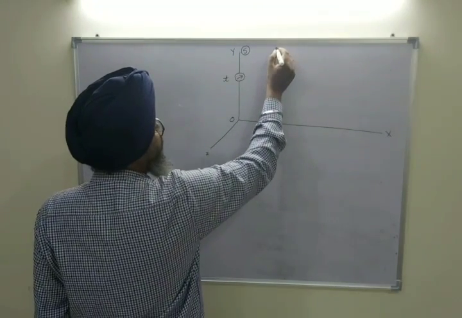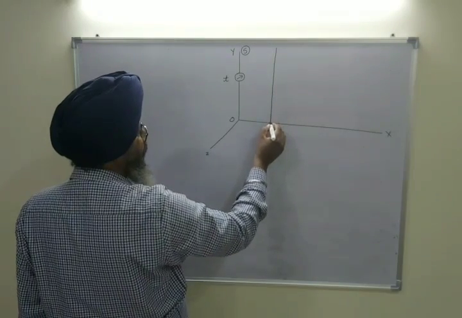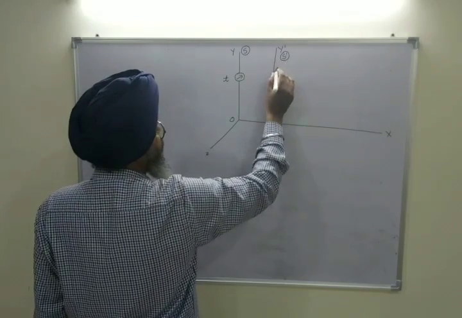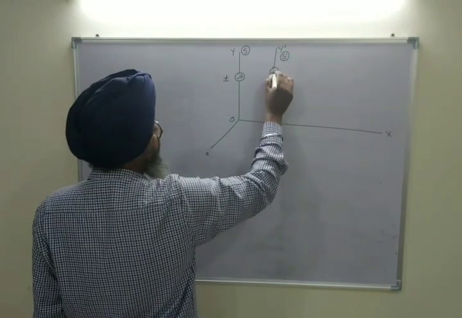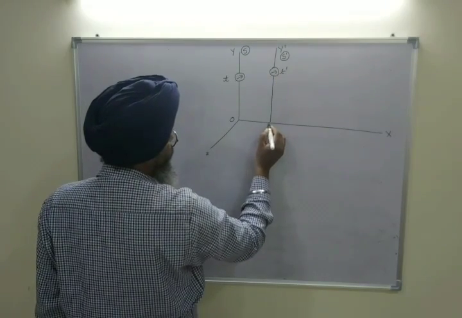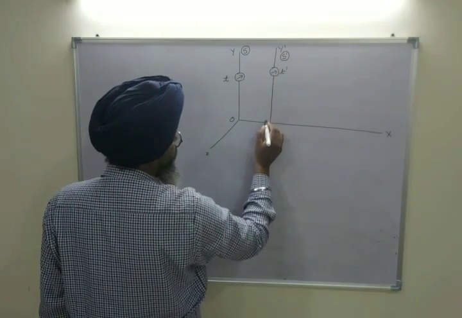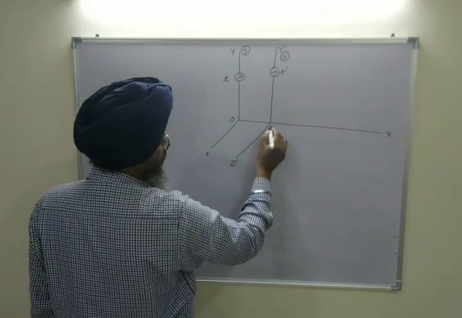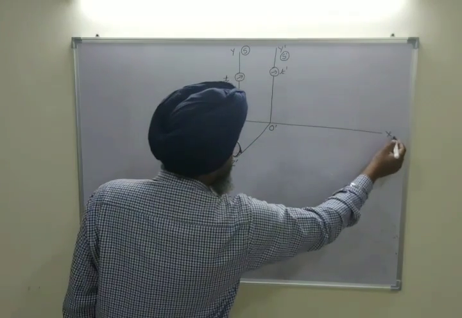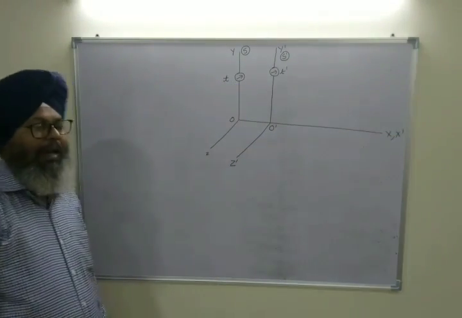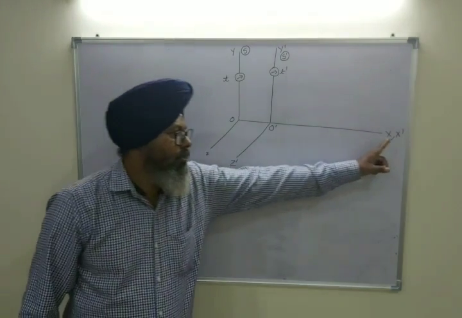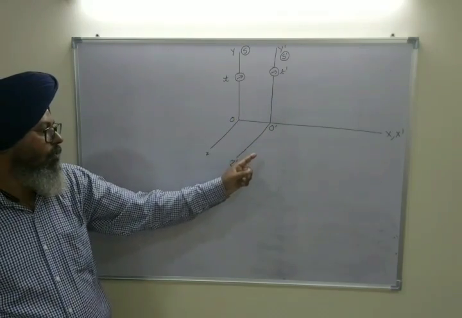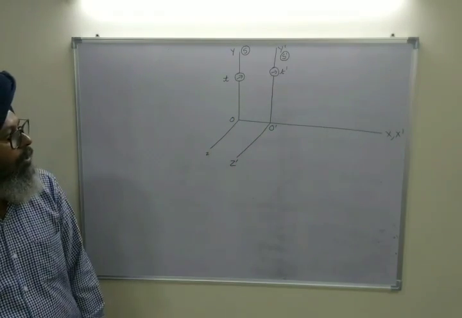Let us say there is another frame of reference whose y-axis is represented by y dash. This frame is called S dash. The time in this frame is represented by symbol T dash. Origin of this frame is O dash. This is the z-axis represented by z dash. And x-axis of this frame of reference is x dash. Now look, x-axis of both frames are coinciding with each other, and their y-axis are parallel to each other, and z-axis are also parallel to each other.